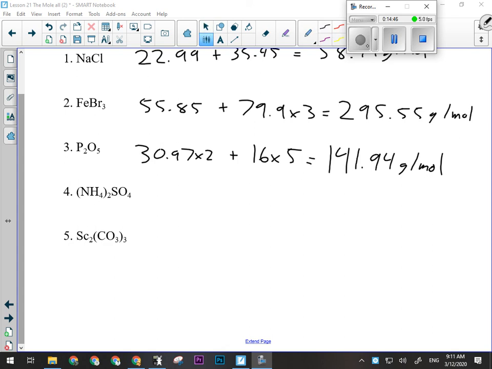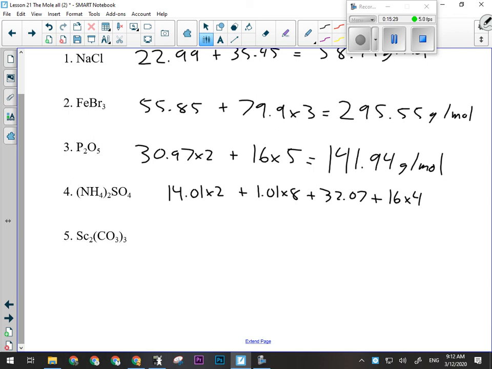When I'm looking at this compound, which is ammonium sulfate, I have nitrogen, hydrogen, sulfur, and oxygen. Now the ammonium is in brackets, and there's a 2 outside of the brackets. So how many nitrogen atoms are there in this? 2. So 14.01 times 2, that's how many nitrogens I have. How many hydrogens do I have? 8, 2 times 4 is 8. So 1.01 times 8. How many sulfur do I have? Just 1, so 32.07. And how many oxygen do I have? 4, so 16 times 4.